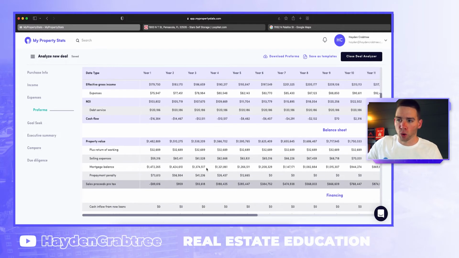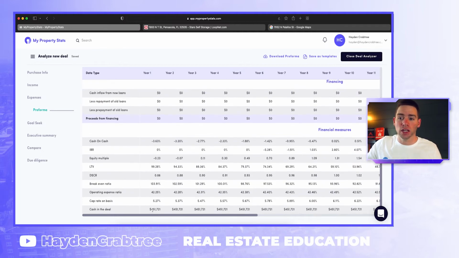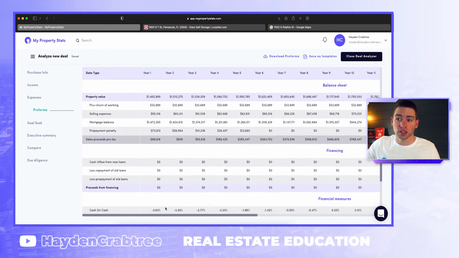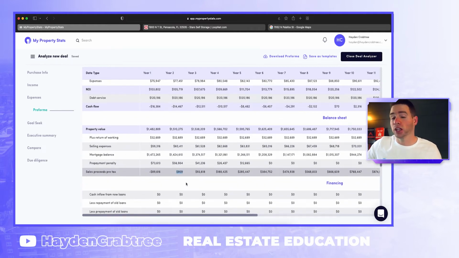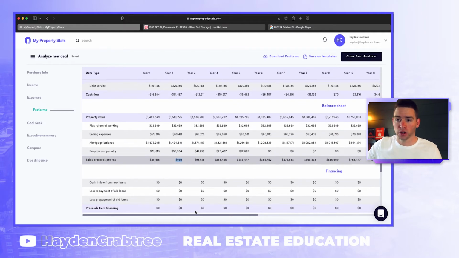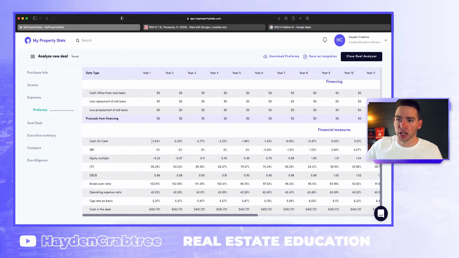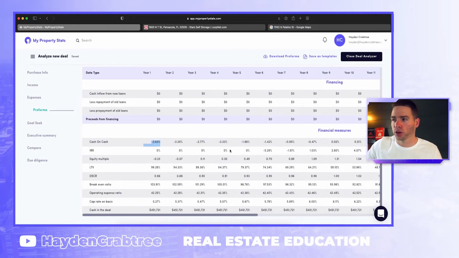It keeps track of how our mortgage is paid down through time. And it shows us if we were to sell this property, how much money we'd get out. If you remember, we needed $451,000 to do this deal. If we were to sell it in year 2, we wouldn't even get $1,000 out. I don't think that's a very good investment. Okay. So our cash on cash, -3%. Our IRR pretty much is never positive until 10 years, which is really bad. Our equity multiple, which is for every dollar I put in, how many dollars do I get back out? That's not very good either.